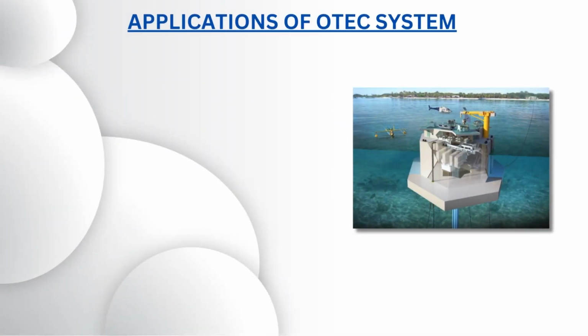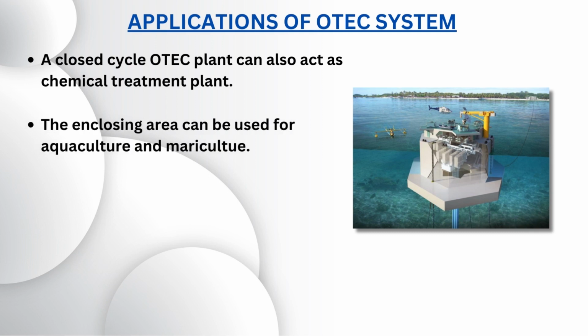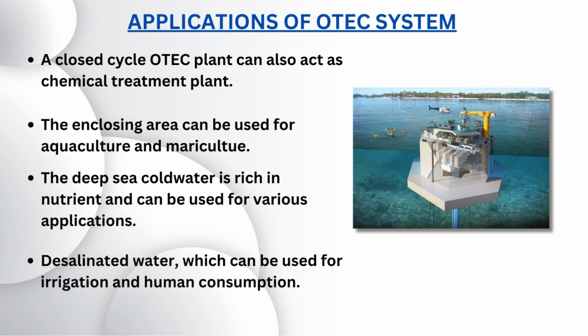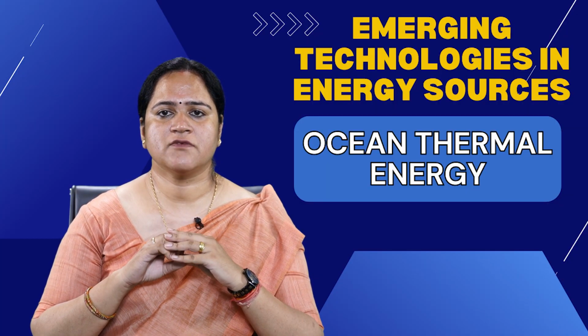Now the applications of ocean thermal energy conversion system. A closed cycle ocean thermal energy conversion plant can also act as a chemical treatment plant, and the enclosing area can be used for aquaculture and mariculture also. The deep sea cold water is rich in nutrients and can be used for various applications. Desalinated water can be used for irrigation and human consumption. So these are some of the applications of ocean thermal energy conversion system.